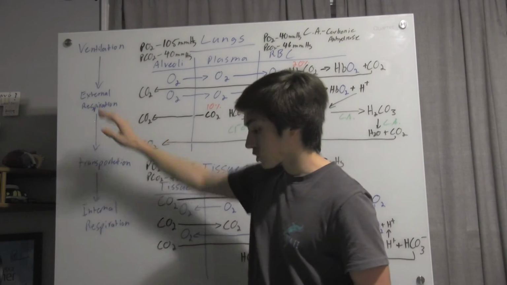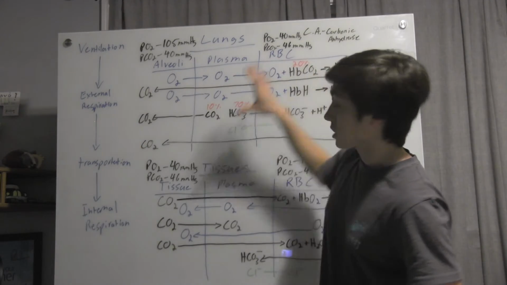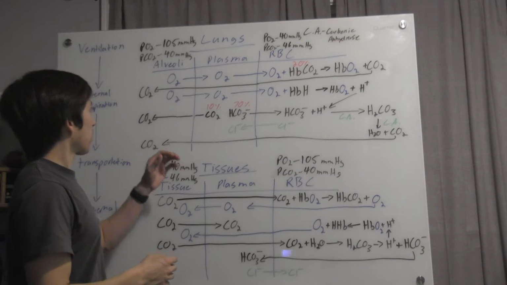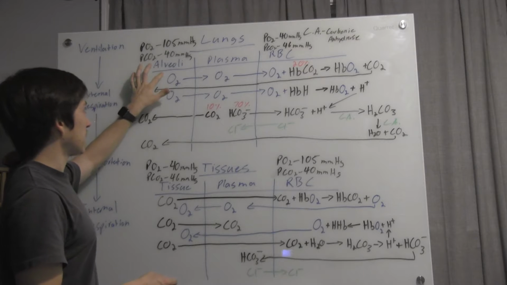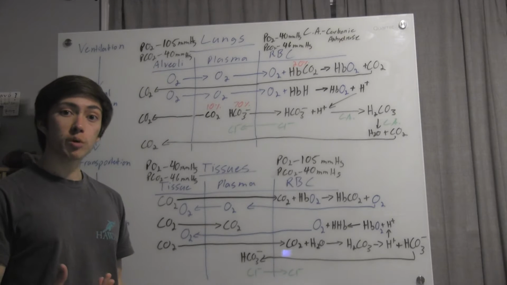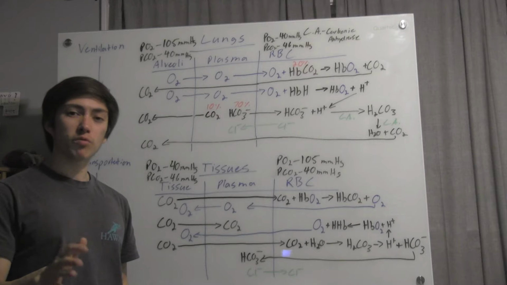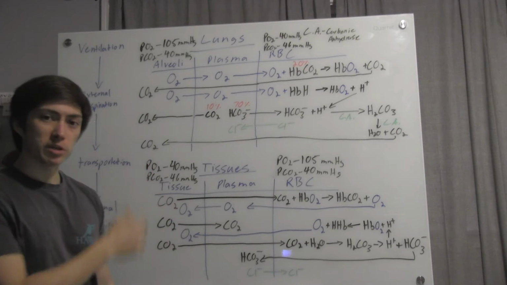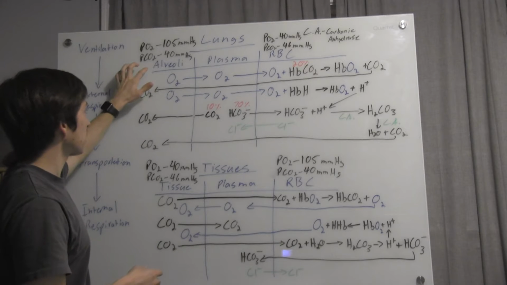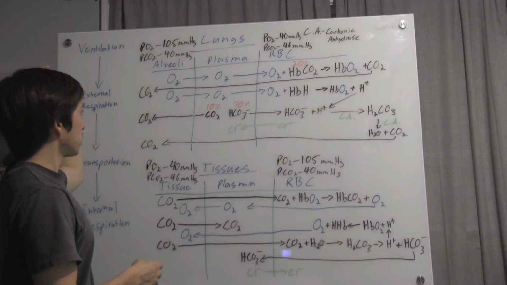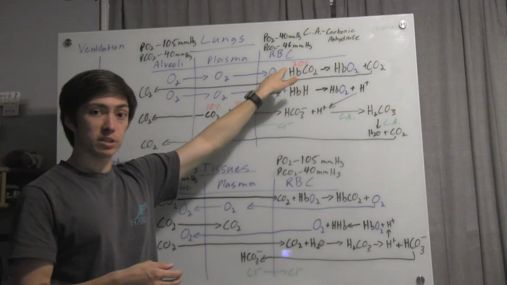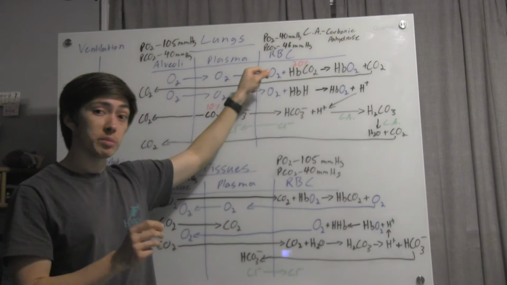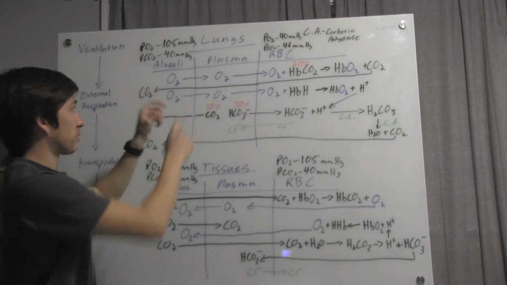So now we're going to move on to external respiration, which is this big thing I have drawn here. It's not that bad once we get into it. We're going to start with the partial pressures in the alveoli. We're going to have a partial pressure of oxygen of about 105 millimeters of mercury and a partial pressure of CO2 of about 40 millimeters of mercury. So this is going to allow oxygen to diffuse into the red blood cell, because the partial pressure of oxygen in the red blood cell is 40 millimeters of mercury. So that's a pretty big difference.